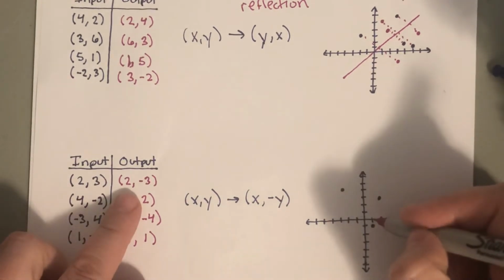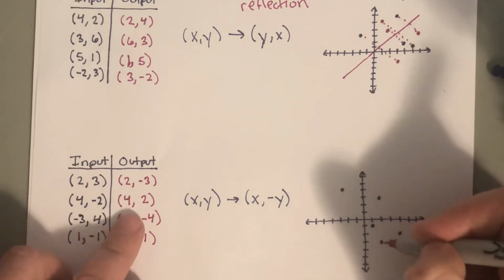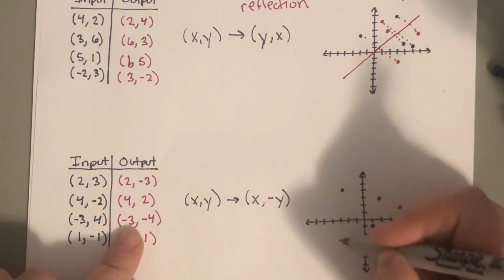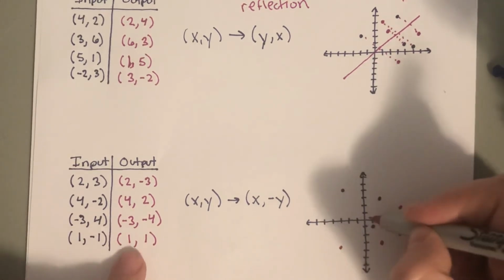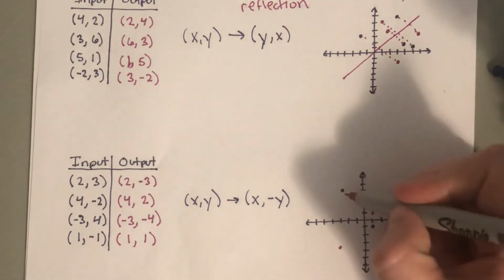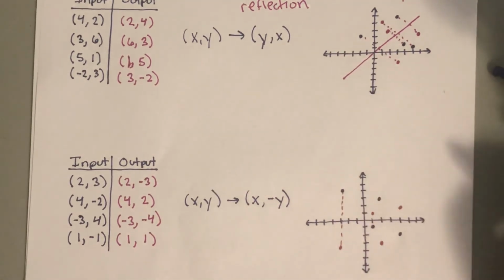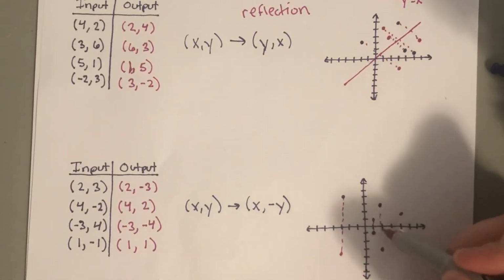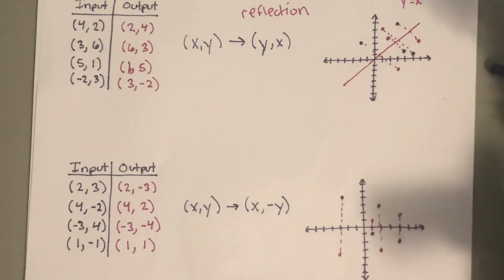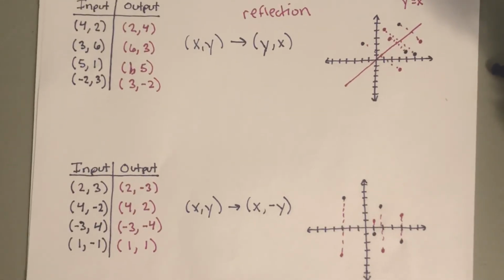Now, if we were going to plot these, you can see what happens there. This point is at 2, -3. This point is at 4, 2. -3, -4, and 1, 1. What's happened is that everything has been reflected over the x-axis. So that one goes there, that one goes there, that one came down there, and that one went up there. So by leaving the x-coordinate the same and just taking the opposite of the y-coordinate, really what's happened is you've just reflected each point over this x-axis.